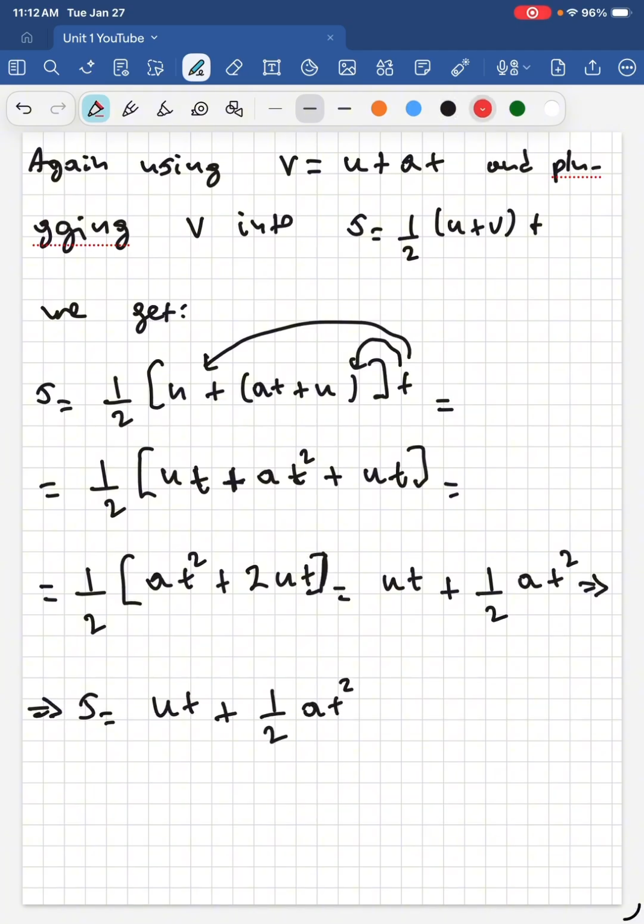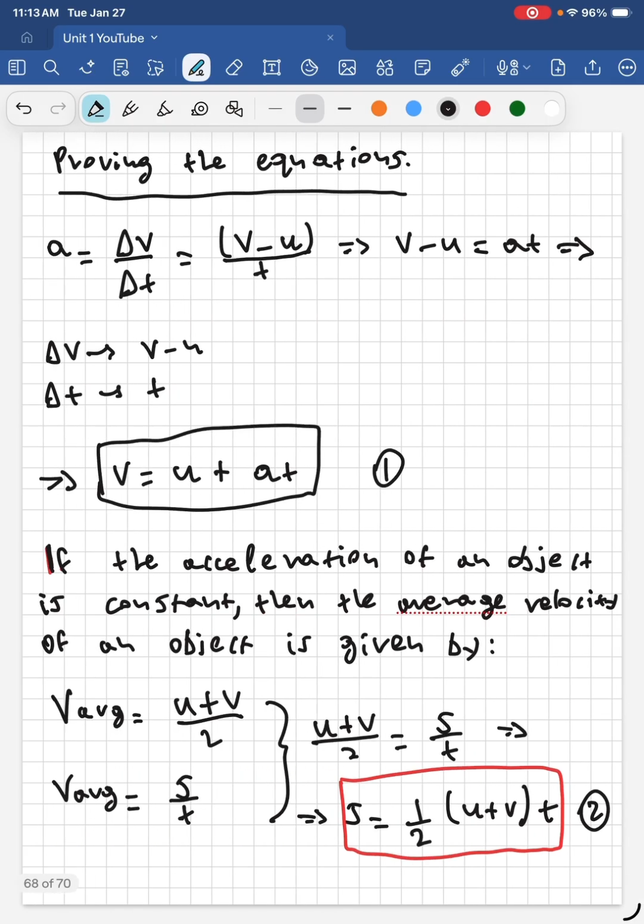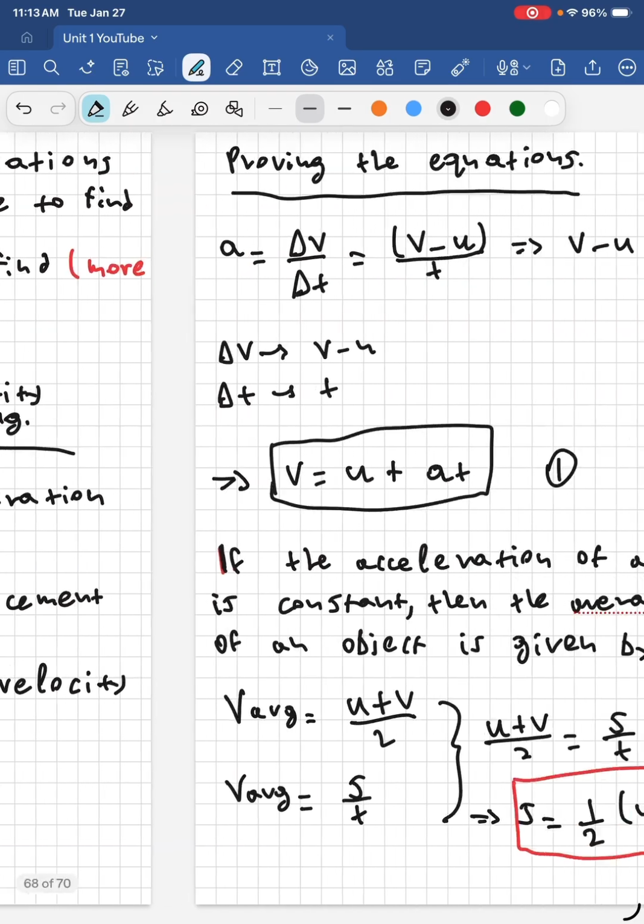And we have proven the fourth equation, okay? So this is how you derive these equations. They don't fall out of thin air, okay? This is all I had to say about how to derive these equations.